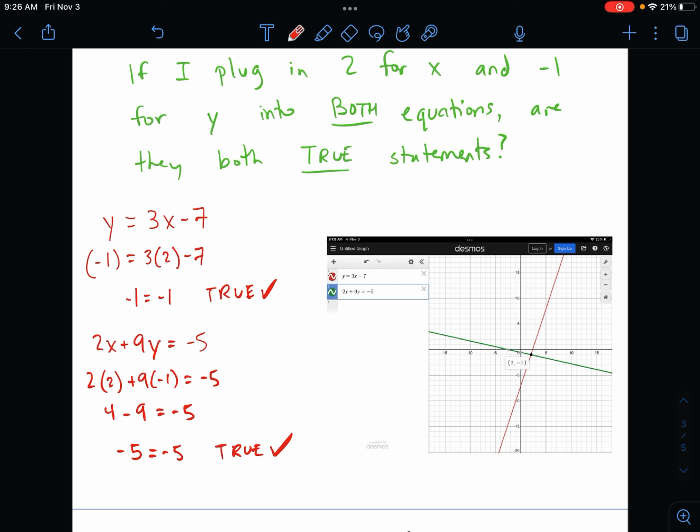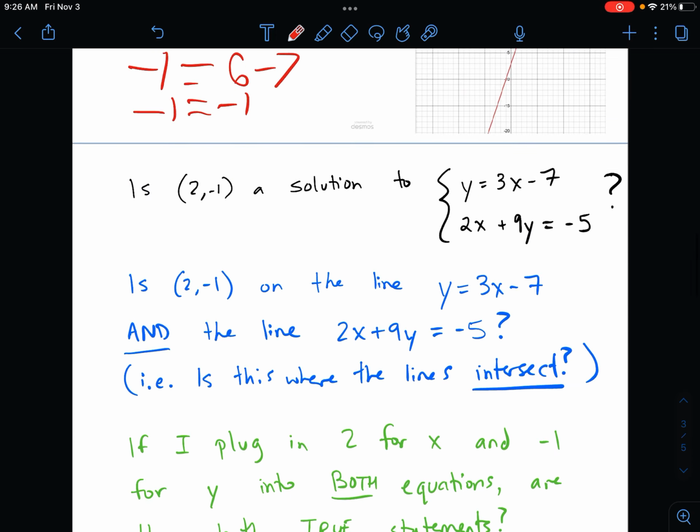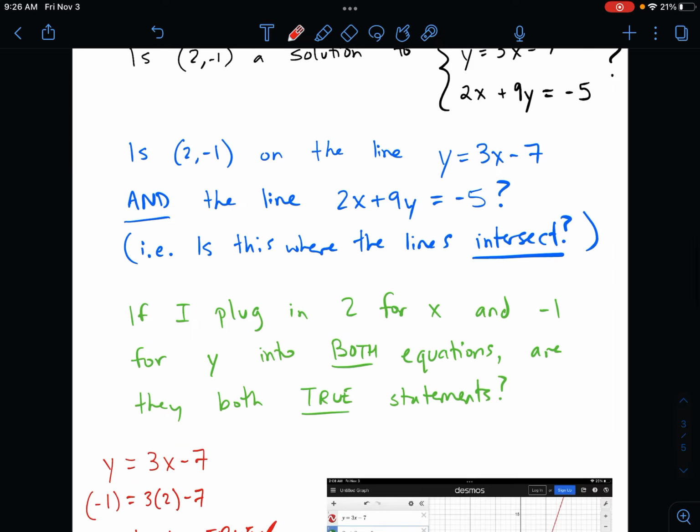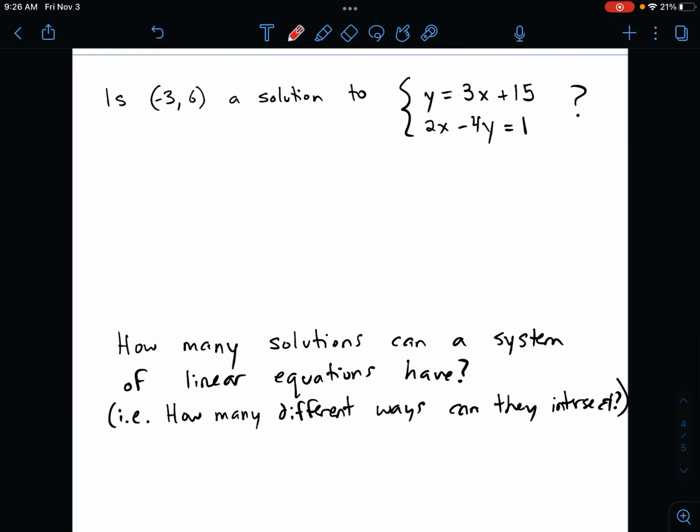All right, so when you are asked, is this point a solution to this system of equations, you can do it two different ways, right? You can see if this is where they intersect, or you can plug in the x and y values and see if both are true statements, all right? If only one is a true statement, or if neither are true statements, then it would not be a solution because that's not where they intersect. So this example here, I would recommend maybe you pause the video and try this on your own.